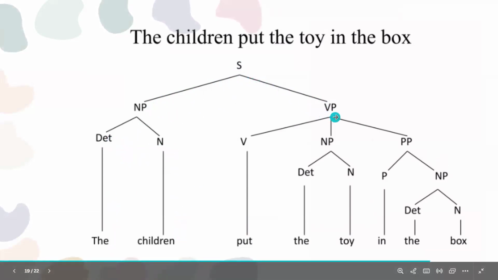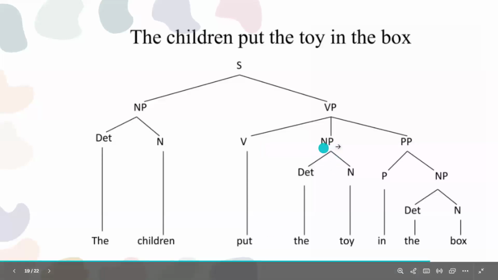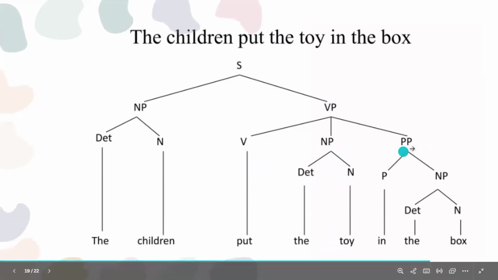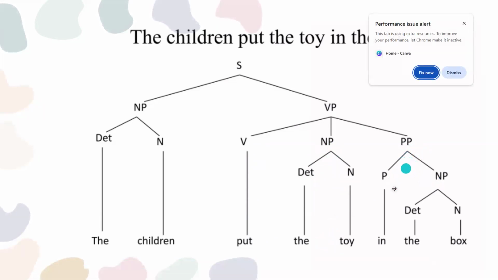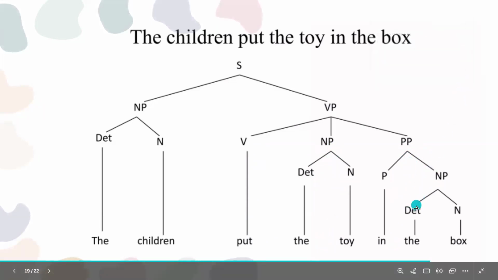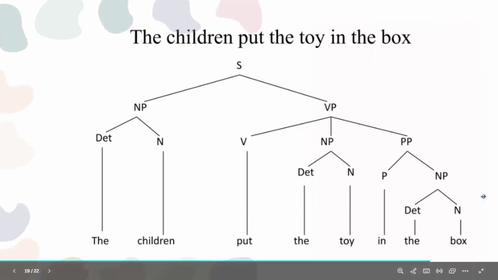Then we have verb phrase. In VP, we have verb is put. The noun phrase is further divided into determiner and noun: the toy. Prepositional phrase, we have preposition and the noun phrase. And the preposition here is in. And determiner is the, and N is box. Isn't it very easy to understand and do?